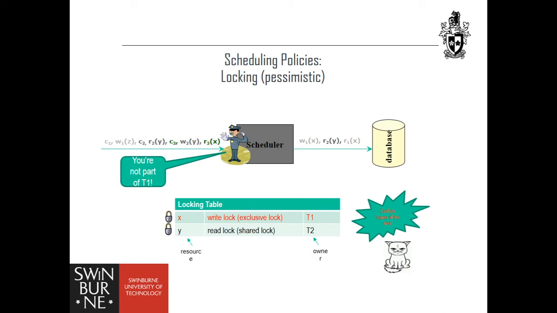If a write operation is based on a read operation of the same resource, the transaction has to request an upgrade of the read lock to a write lock. If this is not possible, the scheduler can, depending on the isolation level, roll back the transaction.